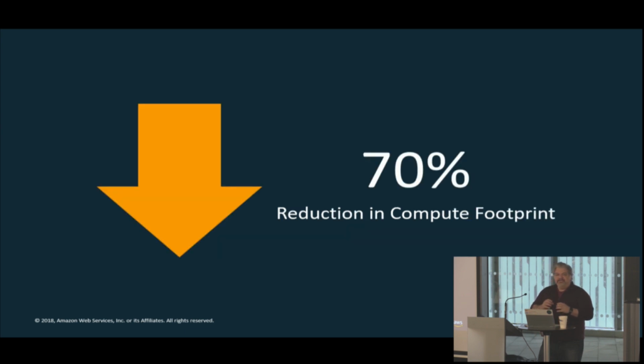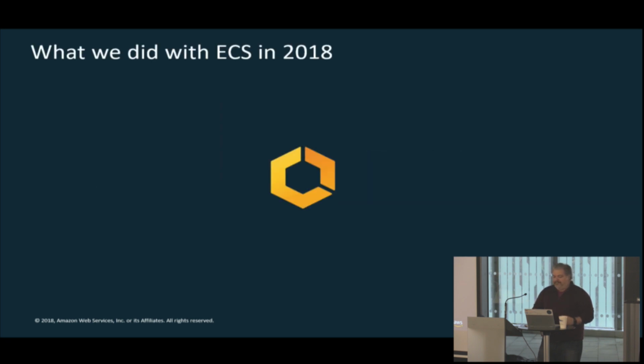They were able to achieve a 70% reduction in their compute footprint. So they were able to reduce their instances by 70%. Think about that for a second. Instead of running an instance or a set of instances or a fleet of instances per service, they can now combine everything into one big pool and run in a much more dense fashion and have fewer instances that they have to worry about paying for.